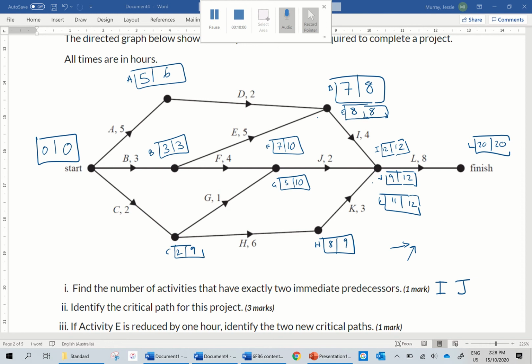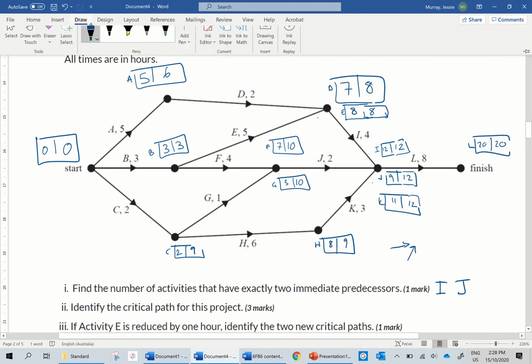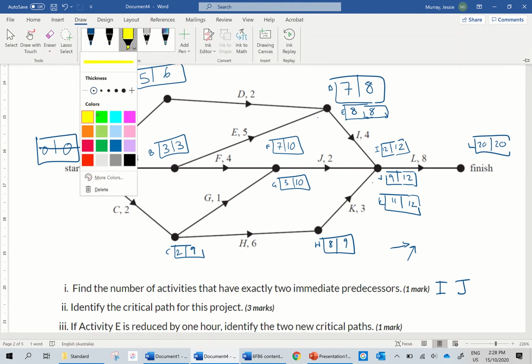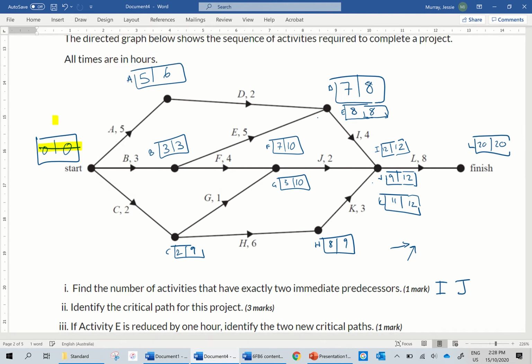All right, flew through that, but we've got all our forward and backward scanning done. Some of it was a little bit tricky, so let's see now. We need to find the critical path. Critical path is going to have no float time. So what if, oops, ignore that line through there. I should have a highlighter on. 0, 0, 3, 3. So I'm just going to go through and highlight everything.